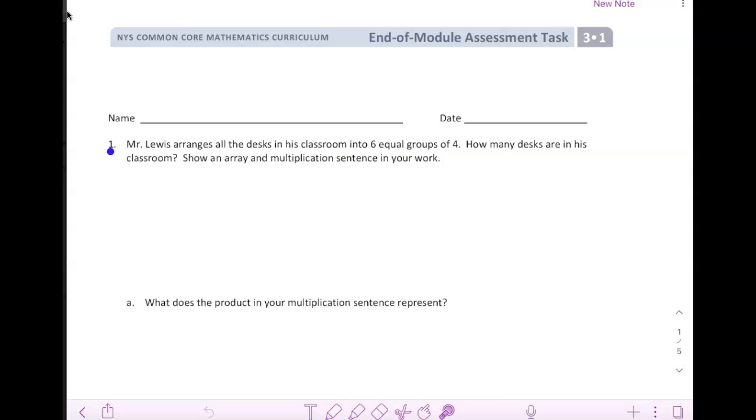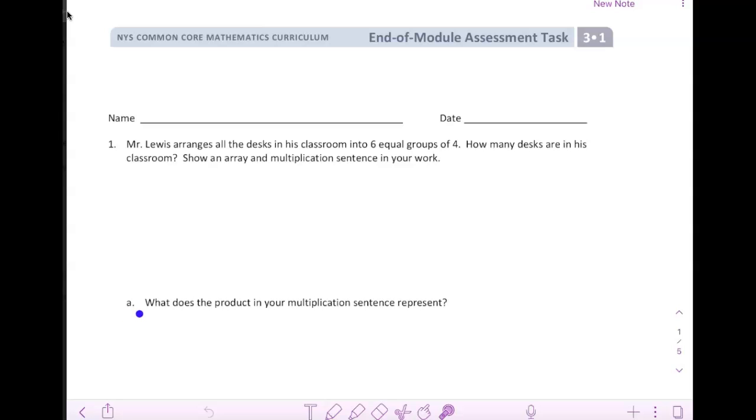Number 1. Mr. Lewis arranges all the desks in his classroom into 6 equal groups of 4. How many desks are in his classroom? Show an array and multiplication sentence in your work.